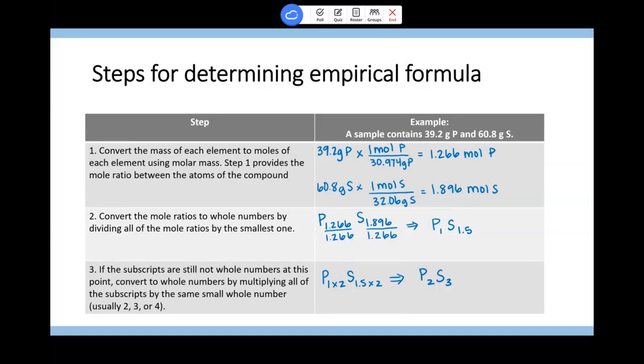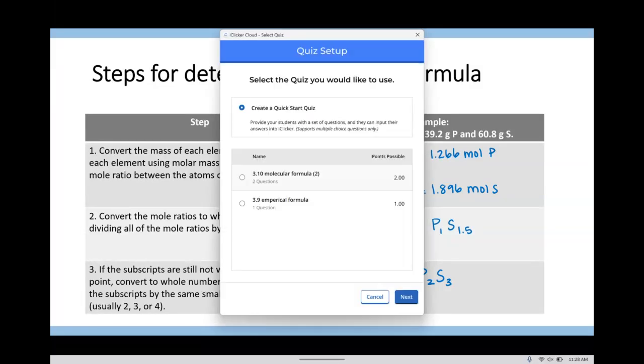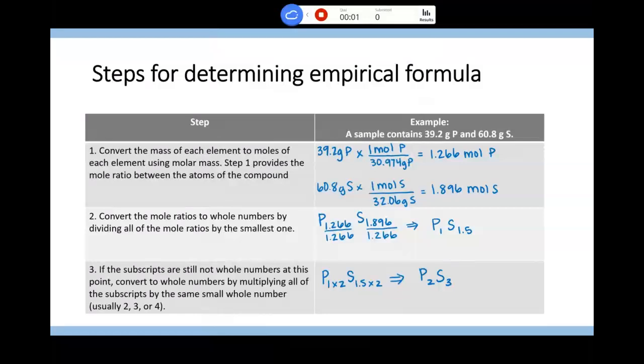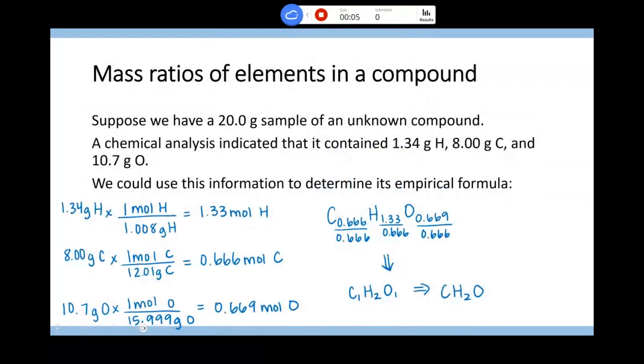Yes, in a moment. Other questions though? Okay, I have an iClicker. It's not in your slides, but it's finding the empirical formula, essentially doing step 2. And I'll go back to the slide. Be careful, B and C are very close. So be careful if you're picking B or C.